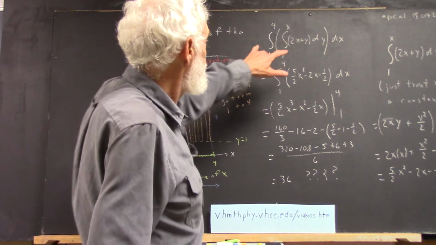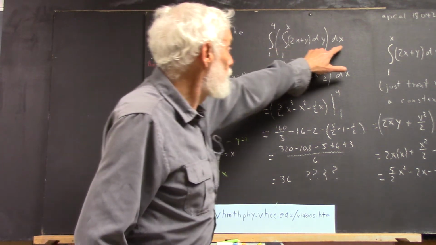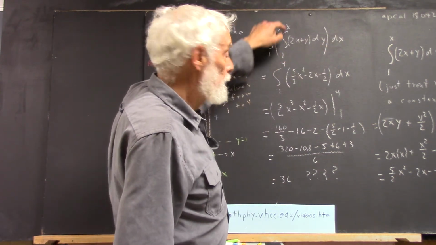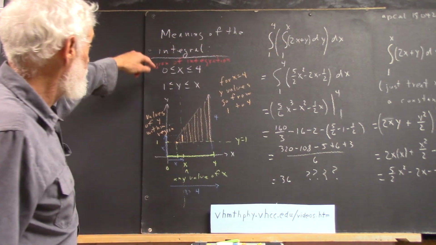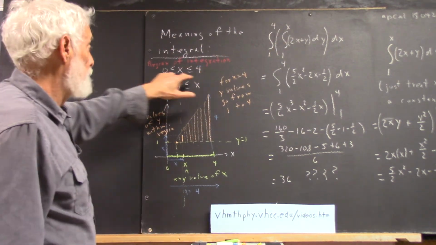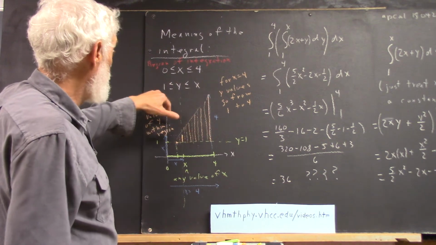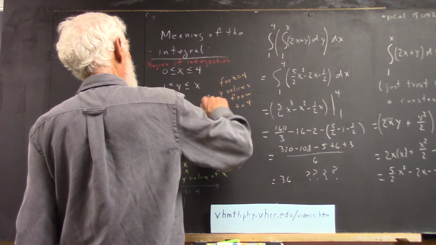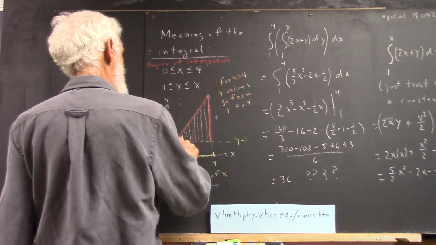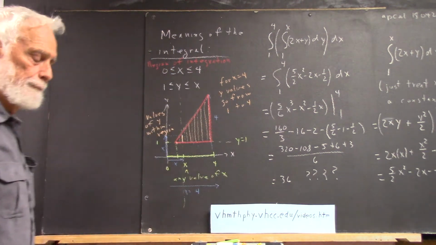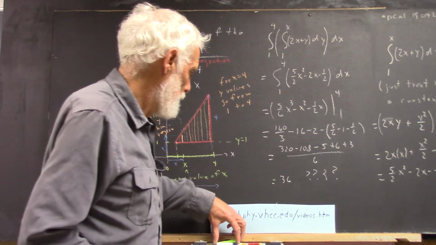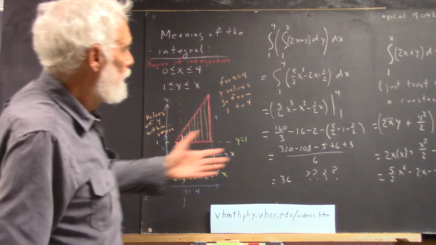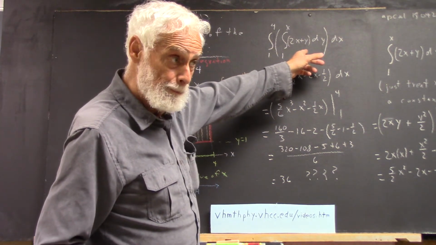So for this integral, x values go from 1 to 4, and y values go from 1 to x, giving us the region of integration, x from 1 to 4, y from 1 to x. And now here's a picture of our region of integration. We're integrating the function 2x plus y.